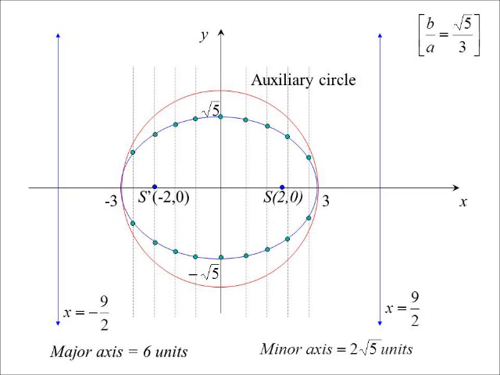Okay. Its major axis is 6. Make sure you read the question carefully. Major semi-axis is what the radius is like. Major axis is the whole diameter, if you like. So it would be 6 units. Minor axis, 2√5.